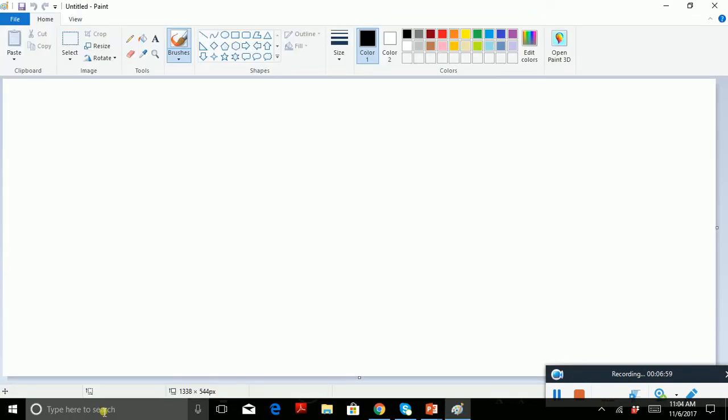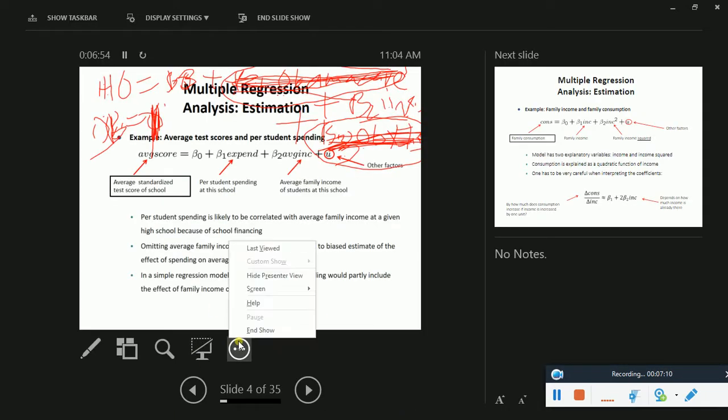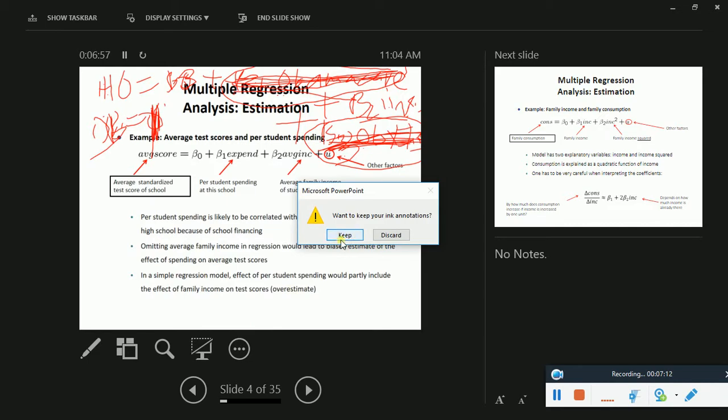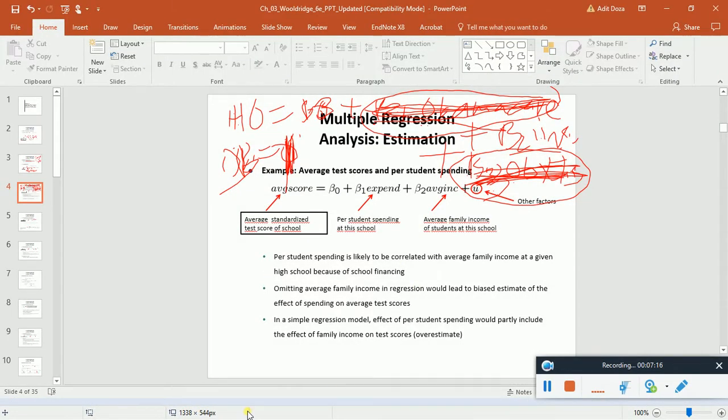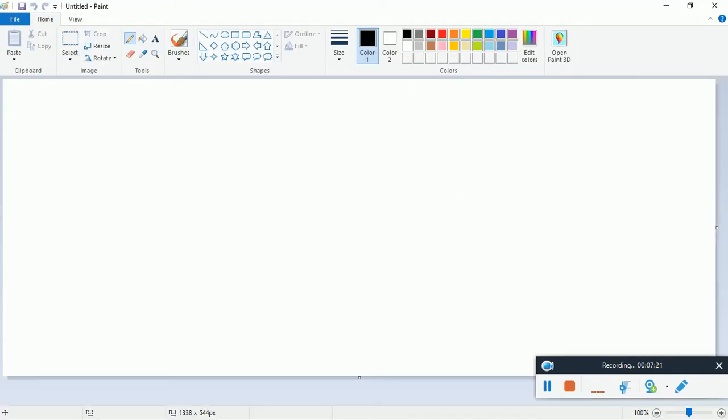Okay, so let's say, oh, you guys are not seeing that, so let me end this. Let's say we want to analyze the GPA of students, and how GPA is affected.